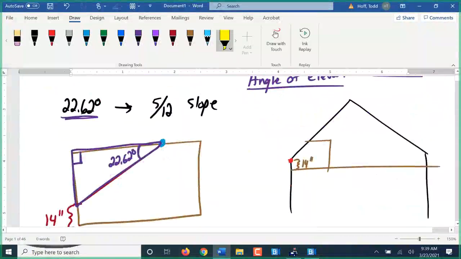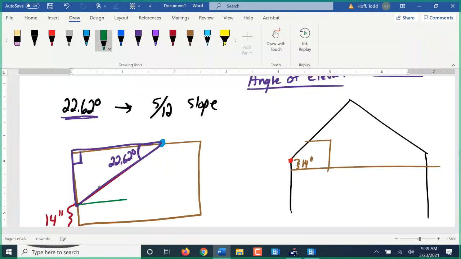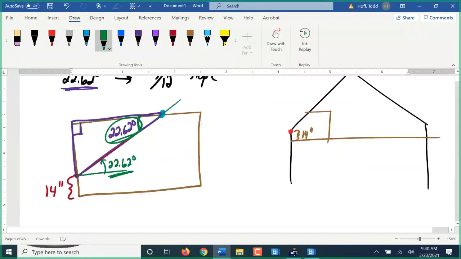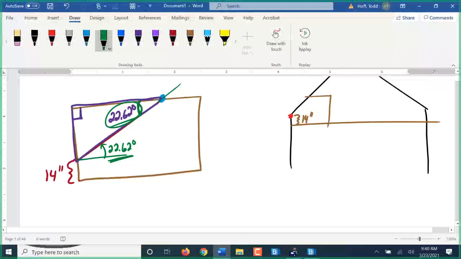So the 5/12 slope is technically telling us that this angle is 22.62 degrees. But coming down from the top, this angle up here must also be the same angle, the 22.62 degrees. This is an angle of elevation. This is the corresponding angle of depression coming from above. So either way, we have that one angle. We need to know a side of this triangle.